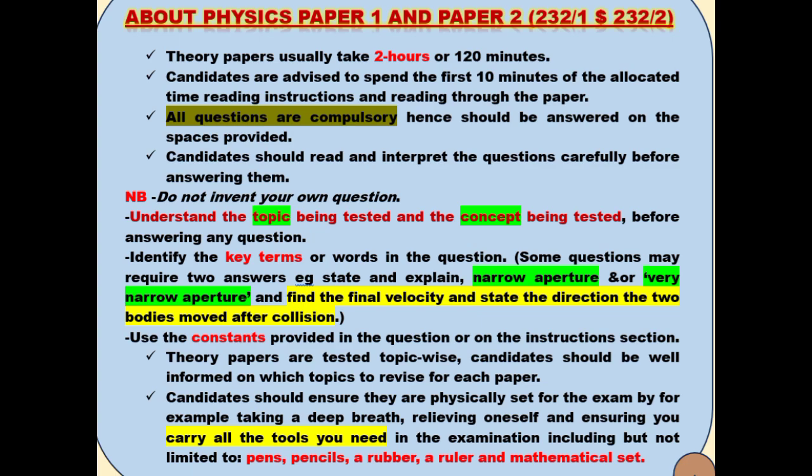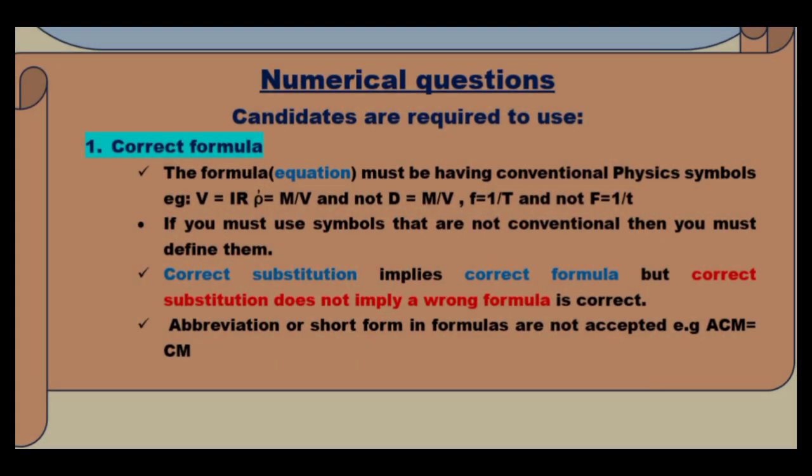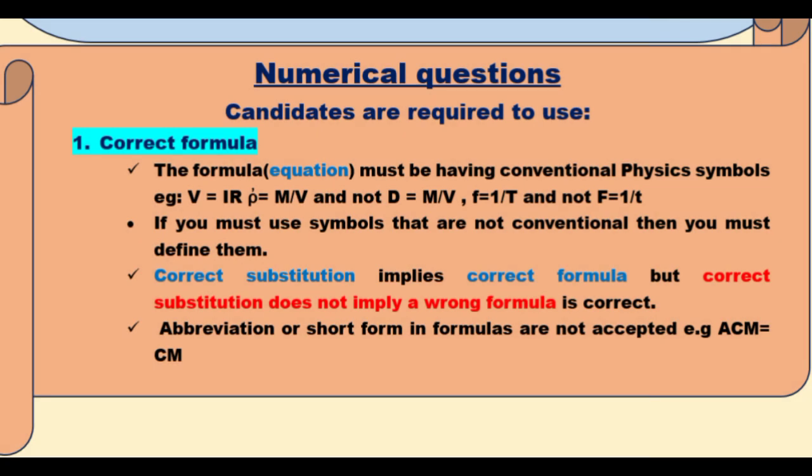Let's look at now the second part, that is numerical questions. We are going to start by looking at the numerical. These are the calculation kind of questions. So number 1, use the correct formula. Use the correct formula, and the correct formula implies an equation having the conventional physics symbols.